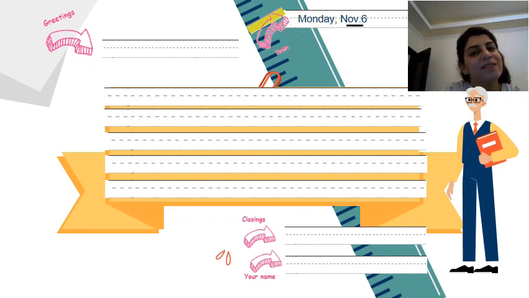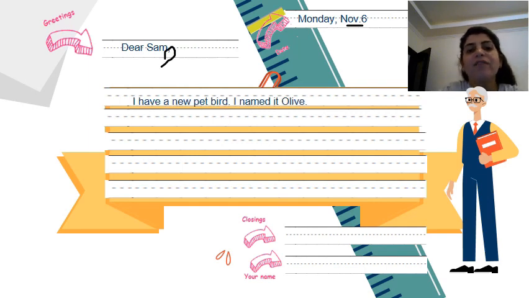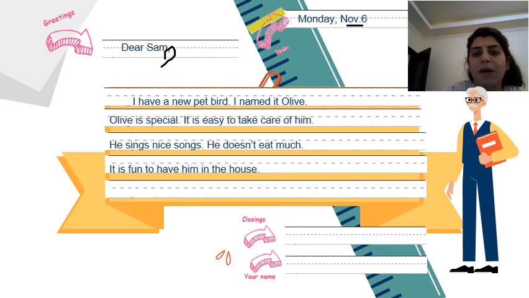The greeting, what is the greeting of my letter? Dear Sam. Of course, I added the comma. I have a new pet bird. I named it Olive. What is the name of my pet? Olive. Olive is special. It is easy to take care of him. He sings nice songs. He doesn't eat much. It is fun to have him in my house. Your friend, this is the closing. Don't forget the comma and your name.